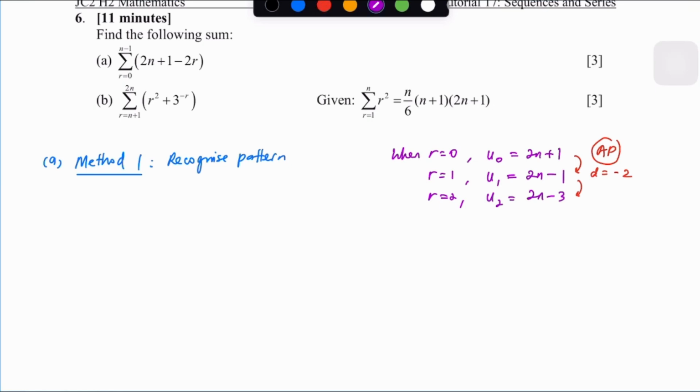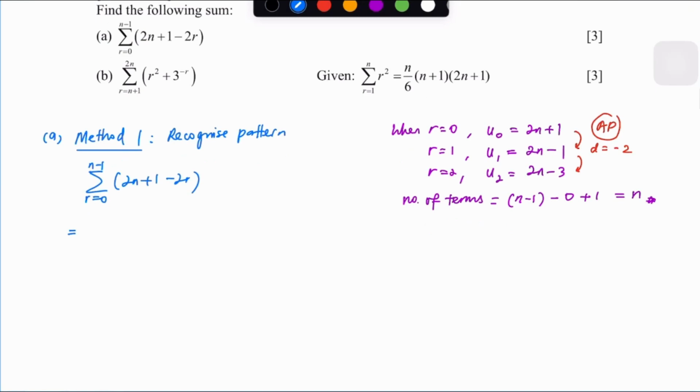Okay, now also before we set up, we need to find out one thing. What is the number of terms? The top minus the bottom plus 1. So this one we have n terms. I think now we are ready to form our summation already. So r equals 0 to n minus 1, of 2n plus 1 minus 2r.